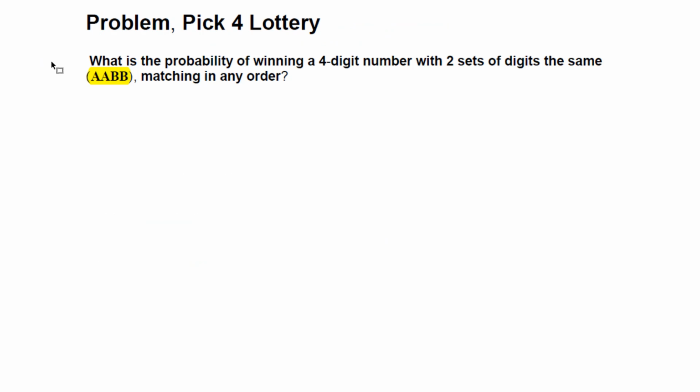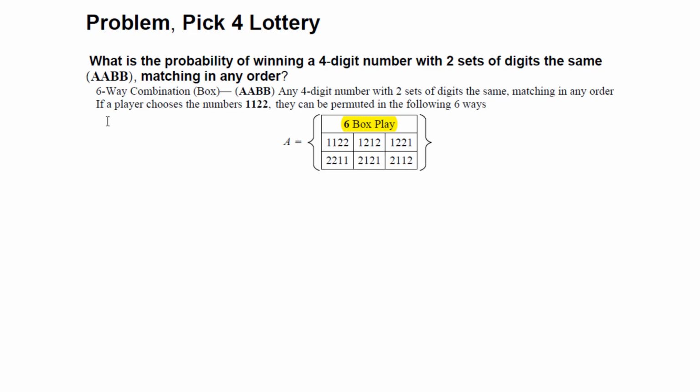Another question: what is the probability of winning a 4-digit number with 2 sets of digits the same, matching in any order? So here we have the ticket in the form of AABB, which could be 7755 or 1122, and they call that a 6-way box, or we can call it a 6-way permutation box, because if we have a ticket such as 1122, then we can permute it in 6 different ways.